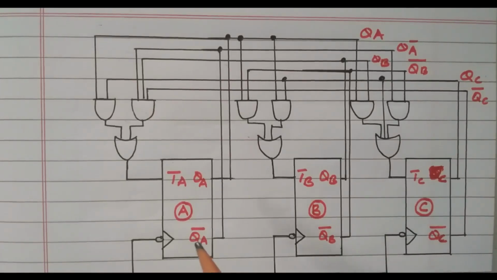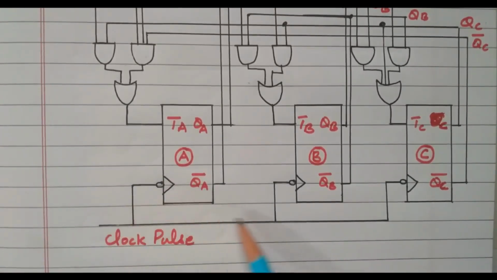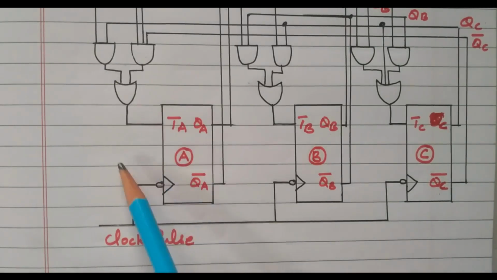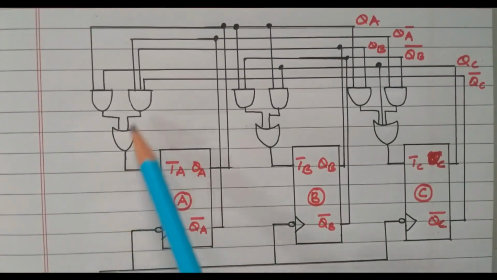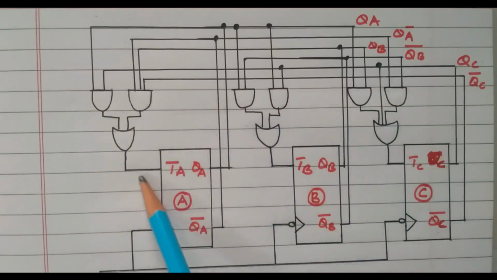We already discussed that 3 flip-flops are needed. So these are flip-flops A, B and C. This is the clock pulse, which is given to all 3 flip-flops. The outputs are QA, QA bar, QB, QB bar, QC, QC bar. For TA, the input is connected according to what we got in the K-map: TA is QA bar QB bar plus QA QB plus QC. These three expressions are connected here.